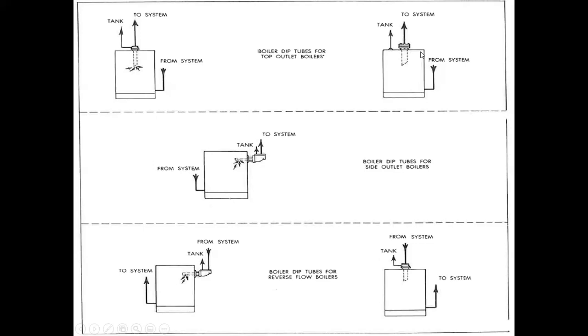There's a different configuration. So there's different ways to set them up, depends on the boiler. But anyway, you can have boiler dip tubes for side outlet and boiler dip tubes for reverse flow boilers, where the cold water comes in the top and the hot water comes out the bottom. So there's lots of different configurations, but you just need to be aware that that's a good place where you're going to need an air separator. And you can talk to your boiler suppliers about the best way to do that.